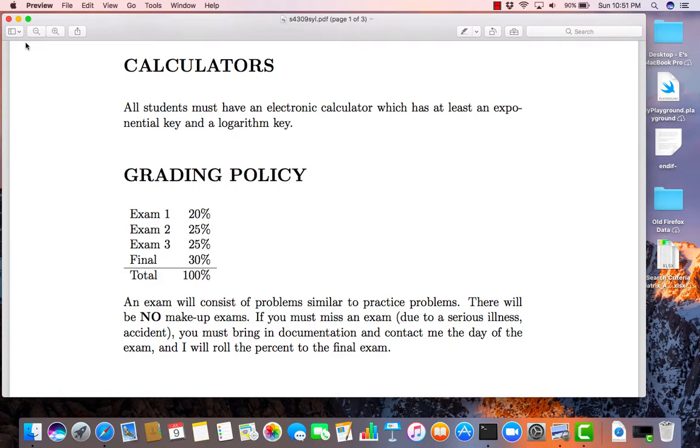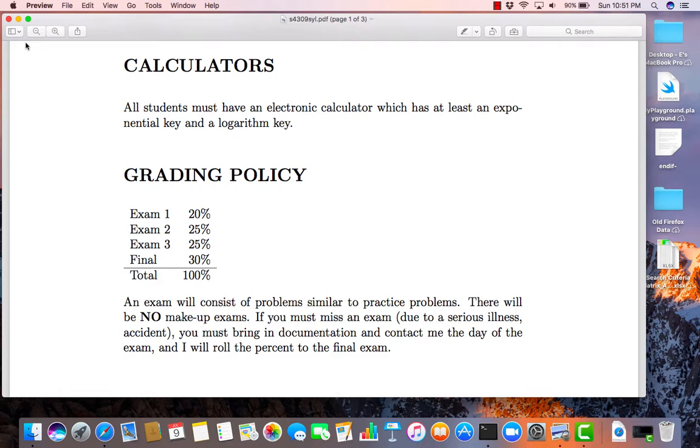So the first exam is 20%. The next 2 are 25 each. Then the final is 30%. Now, before you flip out, you're going to get practice problems during the course of the week. And the exam itself is going to be very similar to the practice problems. A lot of the stuff you're going to be doing on the computer, we'll talk about that in a couple minutes.